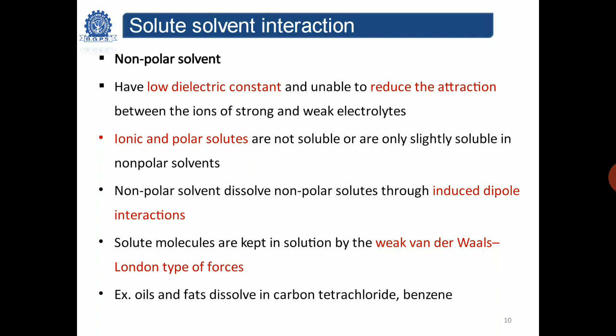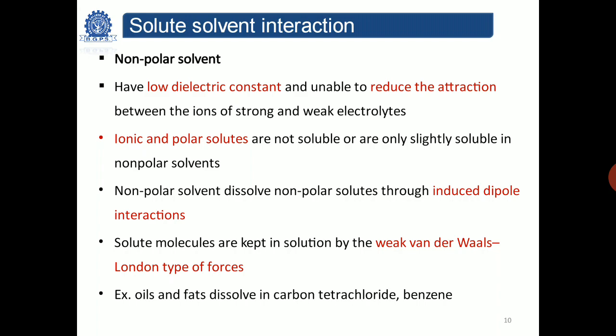That leads to induction of dipole, separation of partial positive and partial negative charge. That creates the dipole. At one end there is a partial positive charge, and at another end there is a partial negative charge. So the non-polar solvent separates the partial positive and negative charge in the non-polar solute. So when the charges are separated, there is an induction of dipole, that is known as the induced dipole.